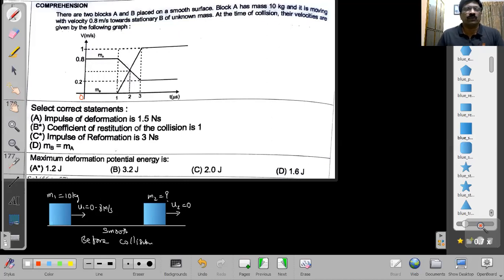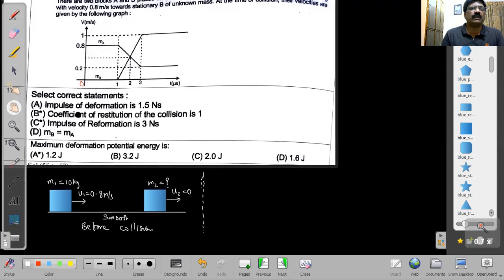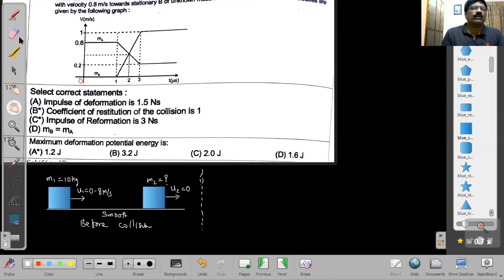Okay, before collision velocities are like this. Next, from the graph, what about the velocities of the two bodies after collision? You see, from the graph only.